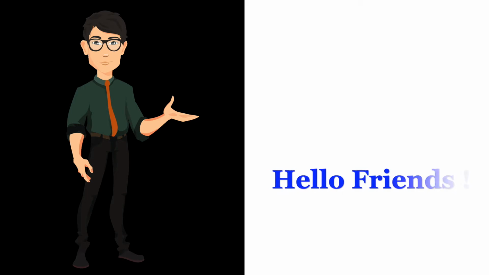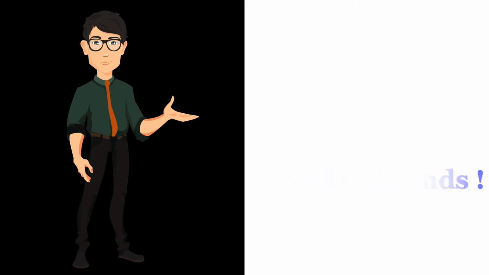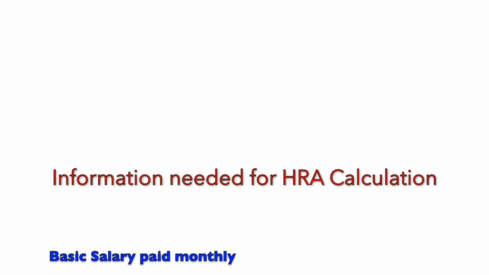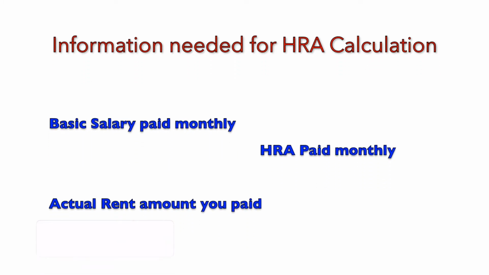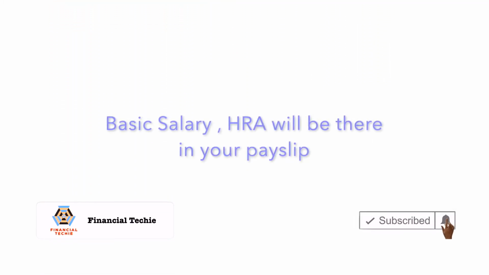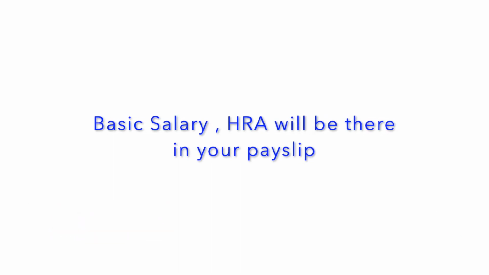Hello friends, today I'm going to show you how you can calculate the house rent allowance exemption while filing tax return. The information that we need to have with us is our basic salary per month and the house rent allowance paid by your employer per month. Both of this information you can find in your payslip.